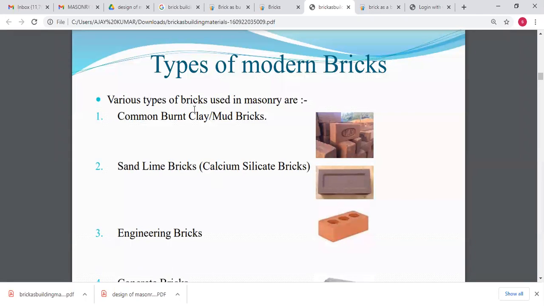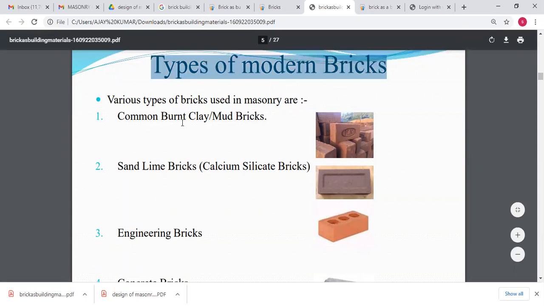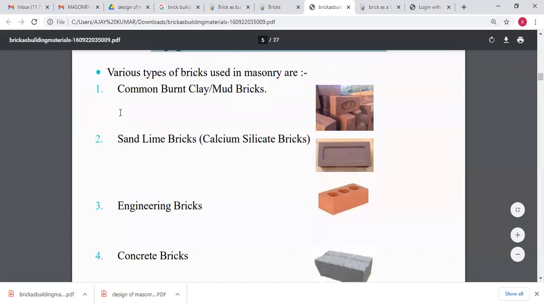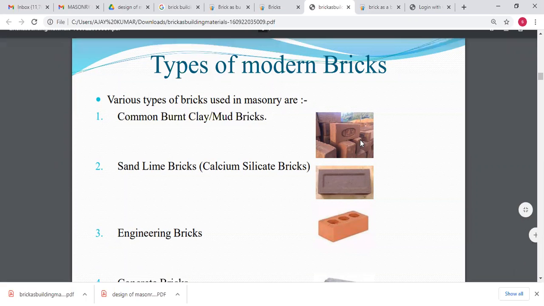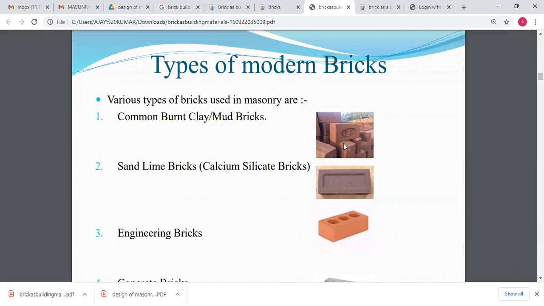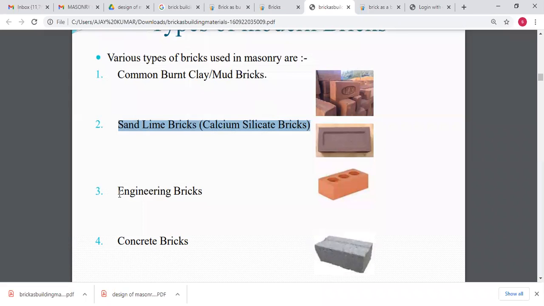And this one is the most important: types of modern bricks. Total how many types of modern bricks are there? First one, common burnt clay bricks. See, this is the example for common burnt clay bricks. You can see this in normal days, in real life. Next, sand lime bricks. As the name indicates, in this brick which is made up of sand as well as lime, you can call this calcium silicate bricks. Calcium silicate bricks.